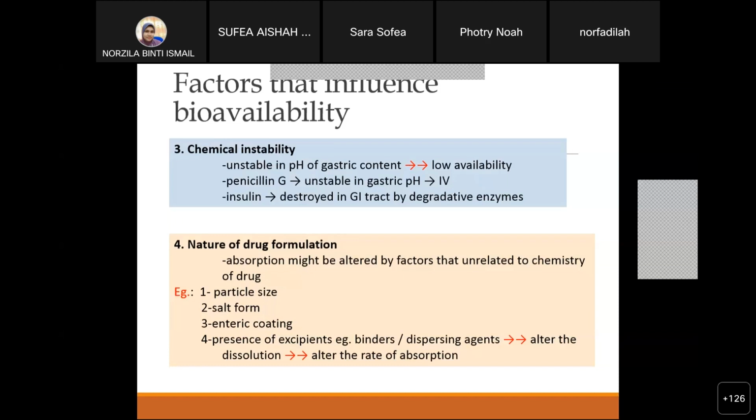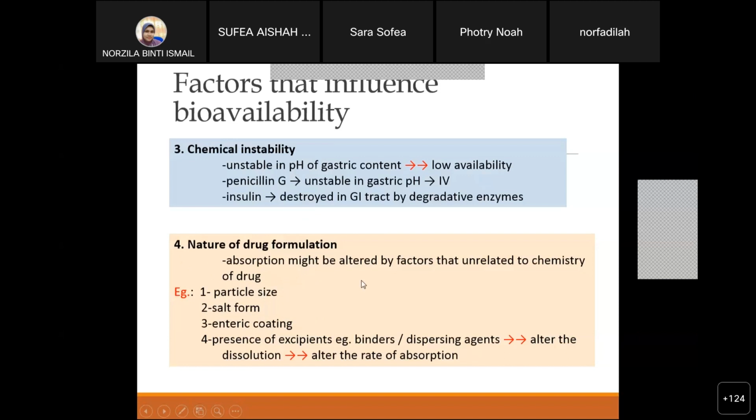All right, and then insulin is destroyed in the GI tract by degradative enzymes, so insulin is given by, do you remember? SC or IM? Subcutaneous. Yes, because insulin is destroyed by degradative enzymes inside the GI tract. That's why it is available only in IM or subcutaneous preparation.